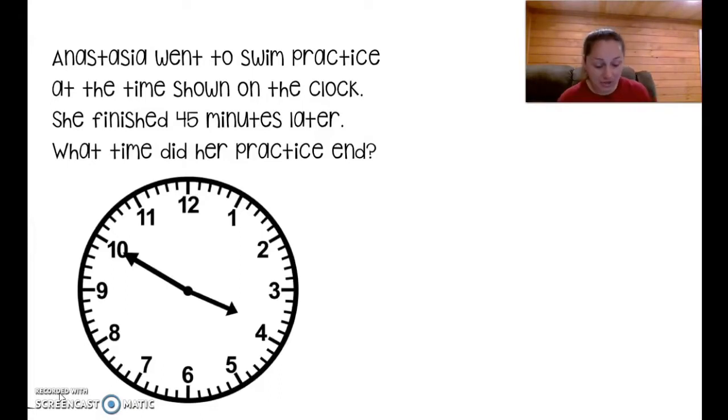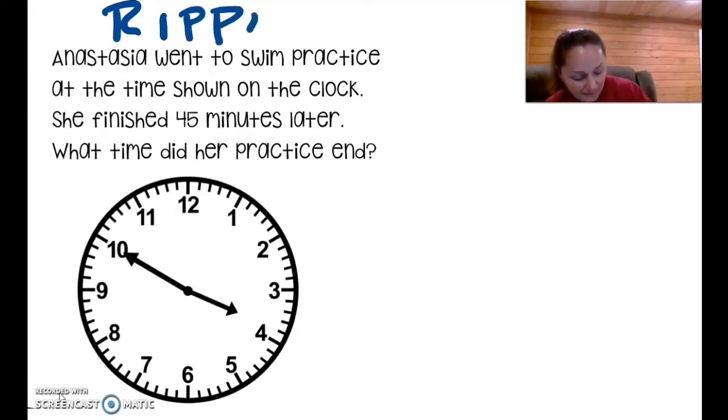Time. And we're going to write our RIPPED right up top. Let's do a little blue here. I'm going to go R, I, P, P, P, E, and D, RIPPED. Now, looking at our RIPPED problem, first thing we're going to do, we are going to read the problem.